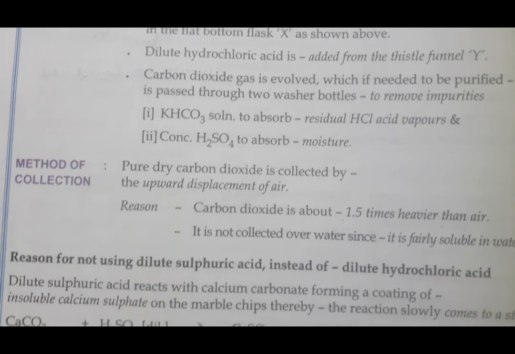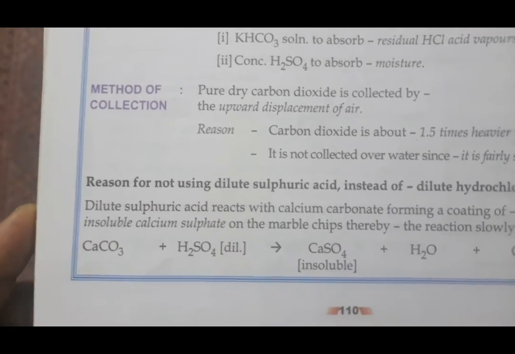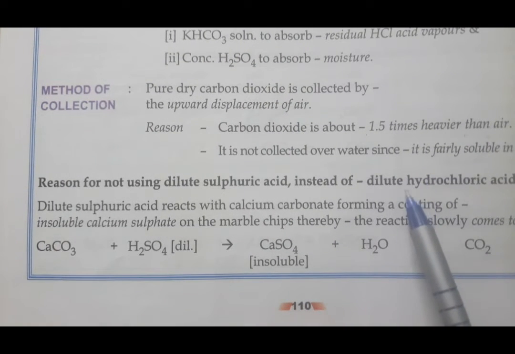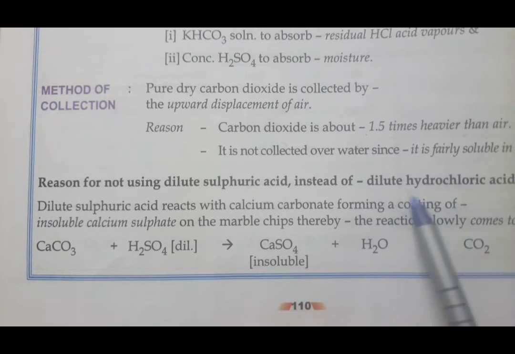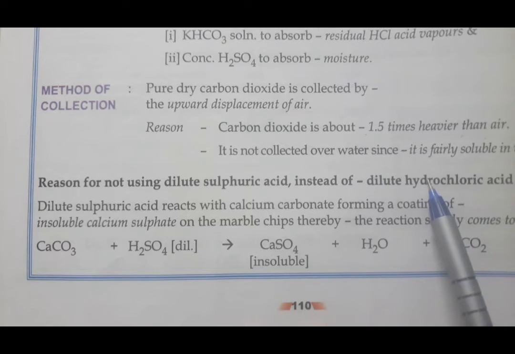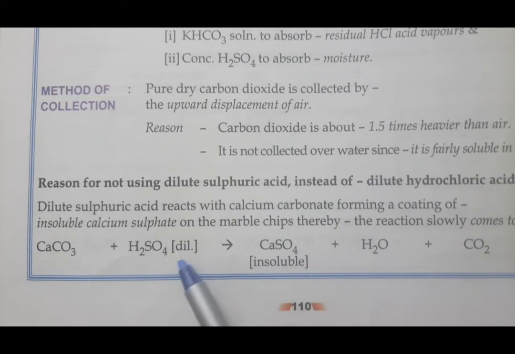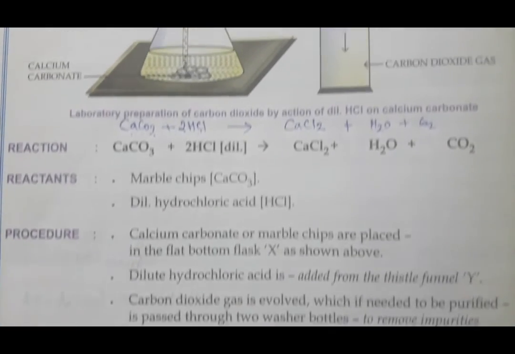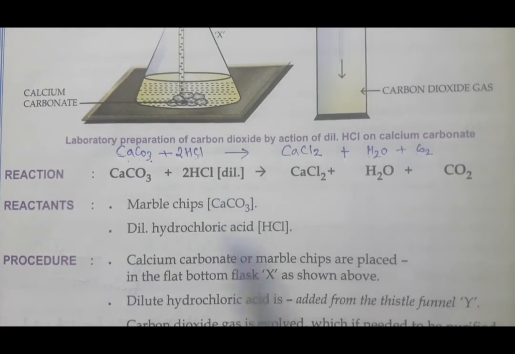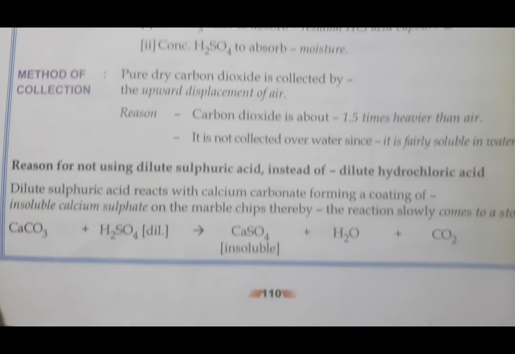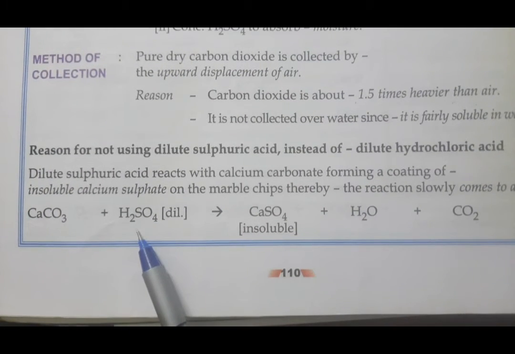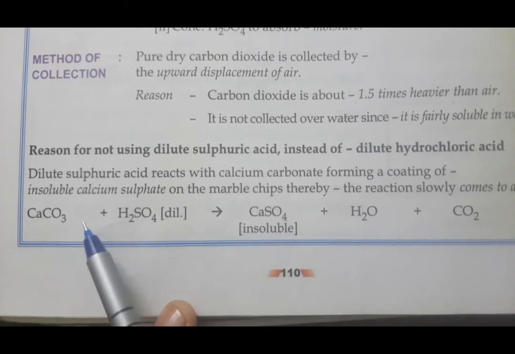Okay. Now students, the question may come from here in this way. So you know that in the lab preparation, we are using hydrochloric acid. Dilute hydrochloric acid is used. What if instead of that we use dilute sulfuric acid here? If we use dilute sulfuric acid instead of dilute hydrochloric acid, the two products will be same.